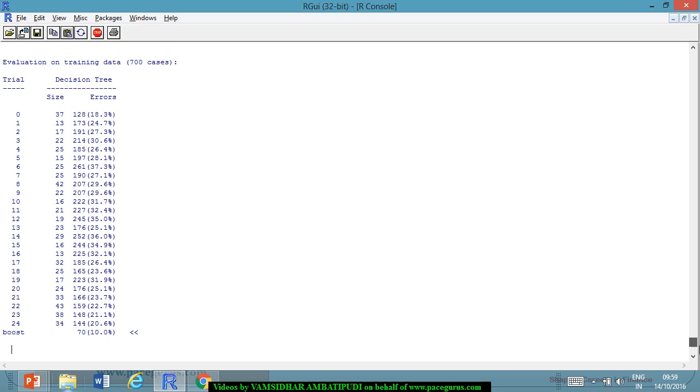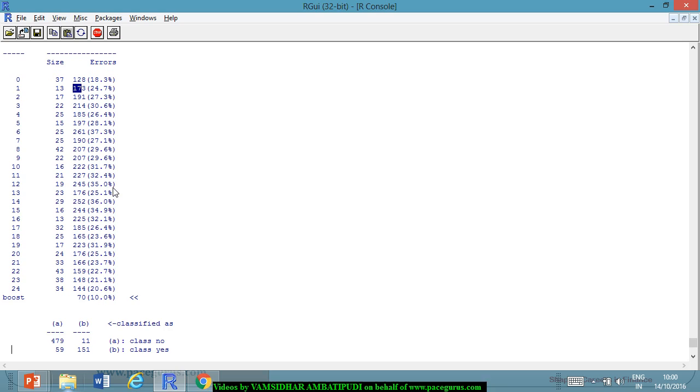Now if you see here, in the 0th trial, 37 is the size of the tree and 128 errors have been created. In trial 1, the size of the tree is only 13, meaning there are only 13 different leaf nodes that have worked out, and 173 errors have cropped up in the process.